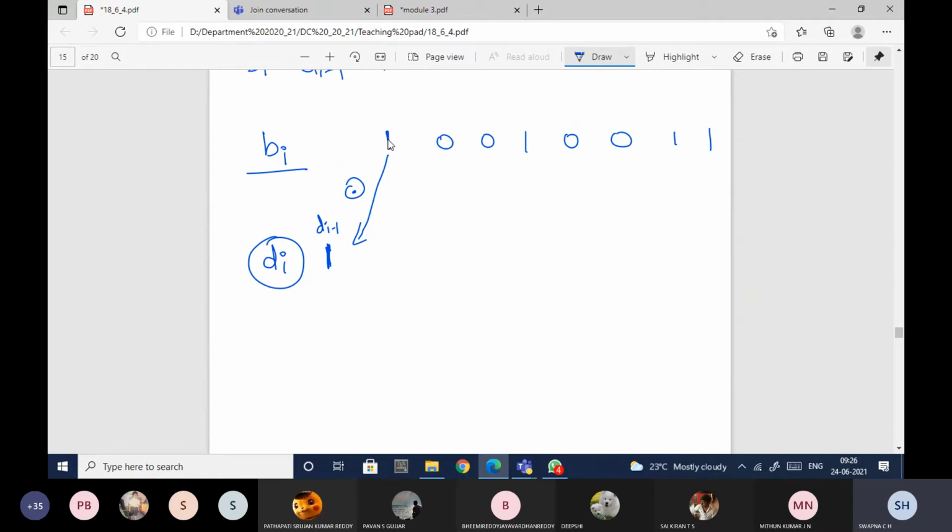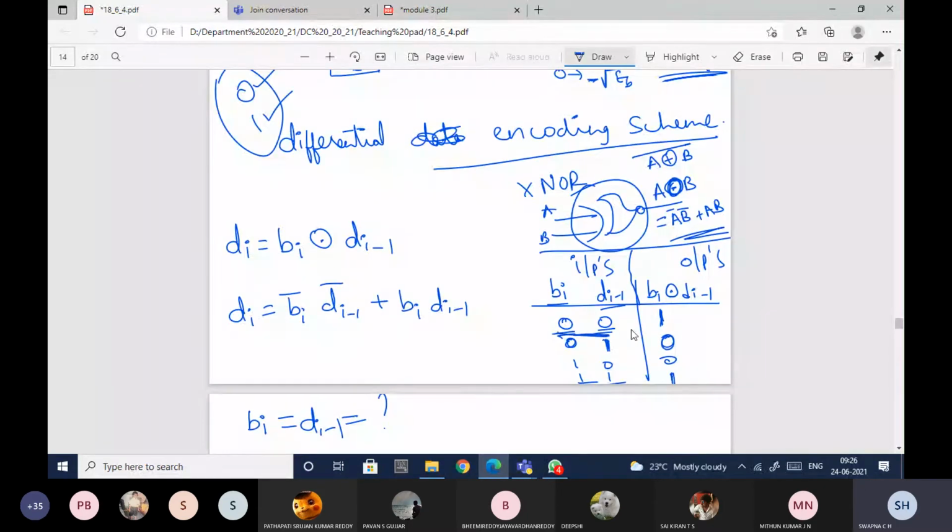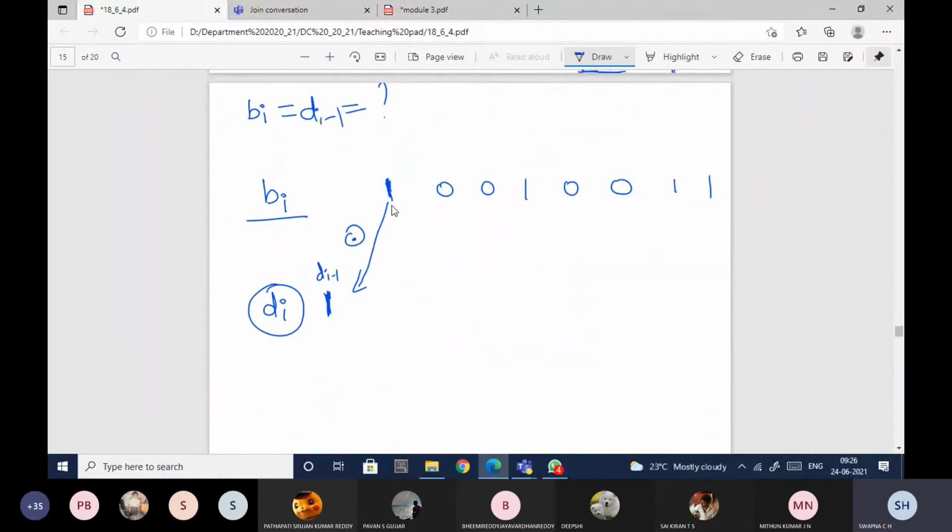Now I need to perform the XNOR operation between this bi and di minus 1. According to the table, for 0 0 the output is 1, for 1 1 it is 1, and for 0 1 or 1 0 the output will be equal to 0. So the XNOR operation between 1 and 1, the output will be equal to 1. This is very, very important.